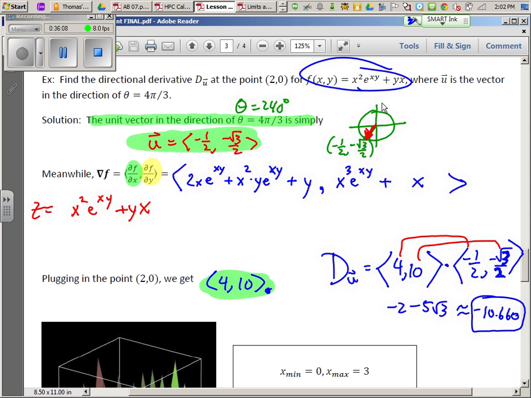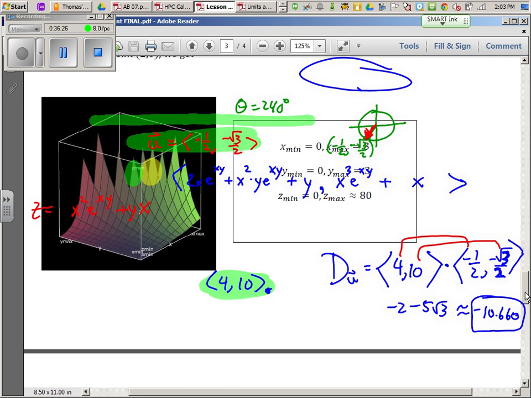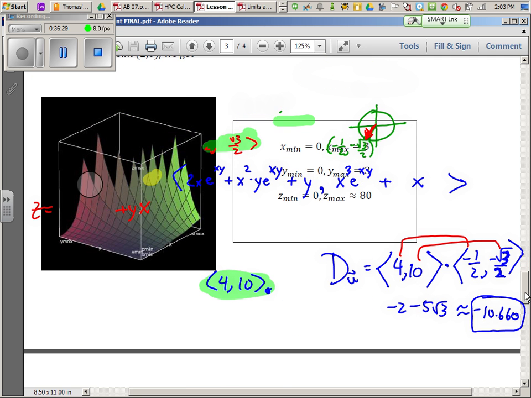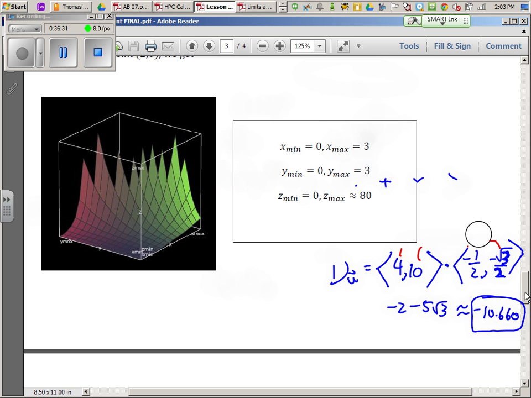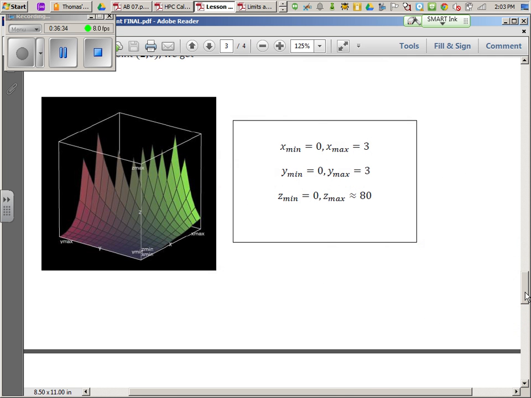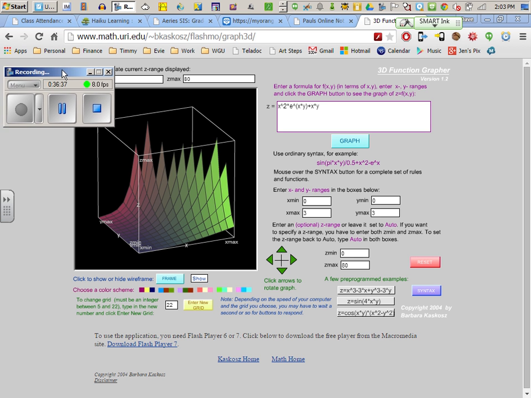Now, what the heck does it mean? Let's go to the bottom. I'm going to show you in this little picture what 2 comma 0 means, what 4 comma 10 means, and what negative 10.66 means. I have to give credit to my sources since I'm recording. I got this graph from a website. I just basically Googled free online 3D plotter, and this came up.